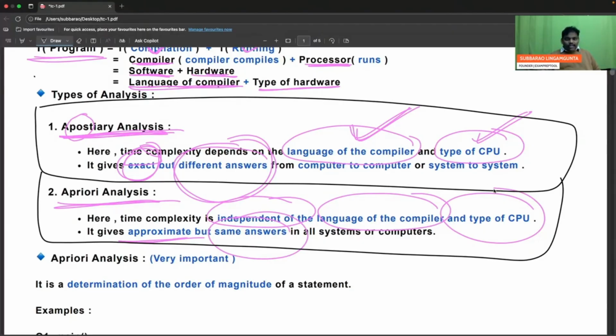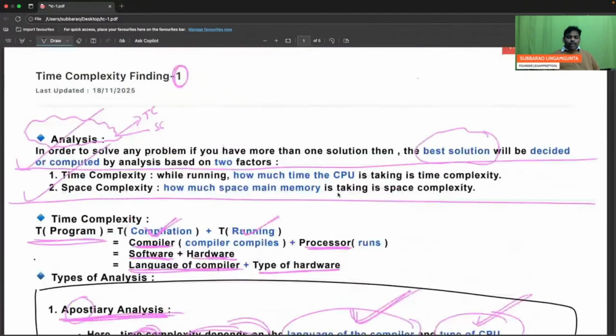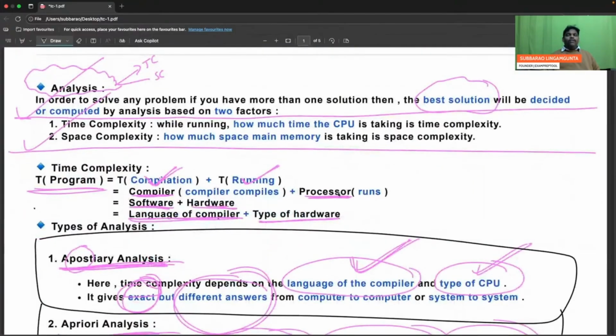So some theoretical things are going on. Within a few minutes, you will get the numerical things and you will get the full clarity. That I will go back and see one more time now. What is the purpose of analysis? Analysis purpose is identifying the best program or the best algorithm. From today onwards, if anyone asks you the purpose of analysis in algorithm, what is the answer? Identifying the best algorithm. That is the purpose of analysis.